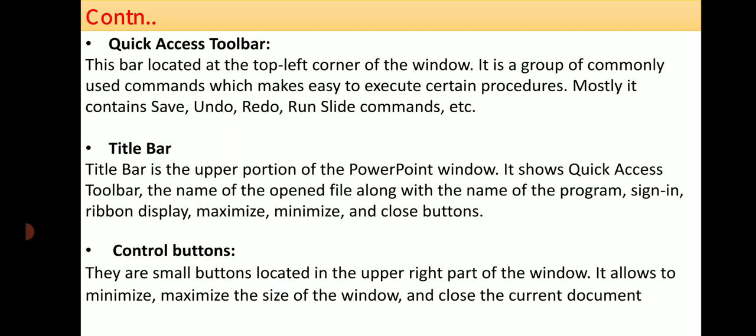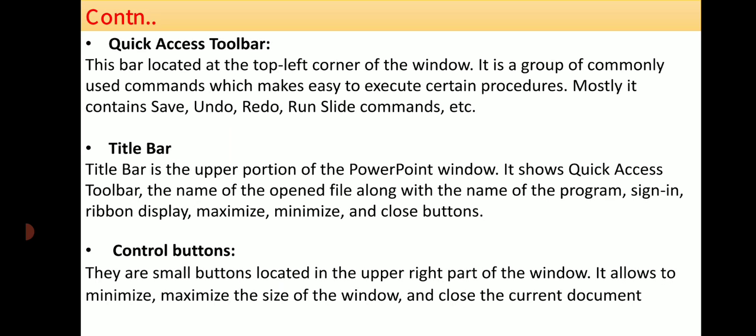Again, there is a quick access toolbar present at the left corner of your screen. This bar is located at the top left corner of the window. This is a group of commonly used commands which makes it easy to execute certain procedures. Mostly it contains save, undo, redo, run slide commands, etc. These are the different quick access toolbar commands. Just exactly left of the top of the screen, these commands are present, meaning you can quickly access and use those things. For that purpose, this quick access toolbar will be there.